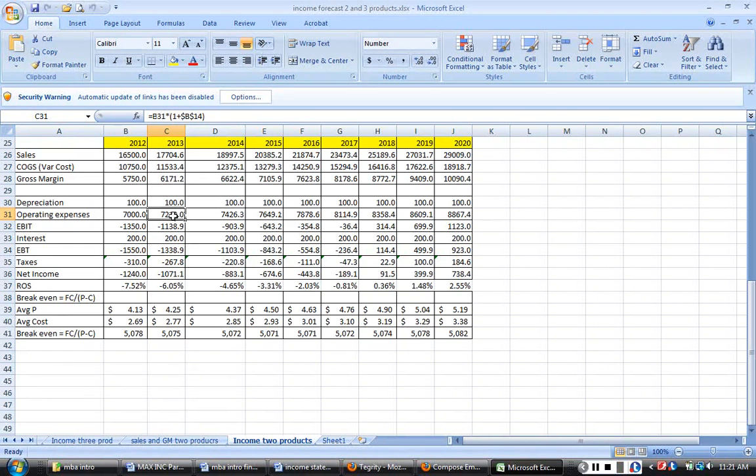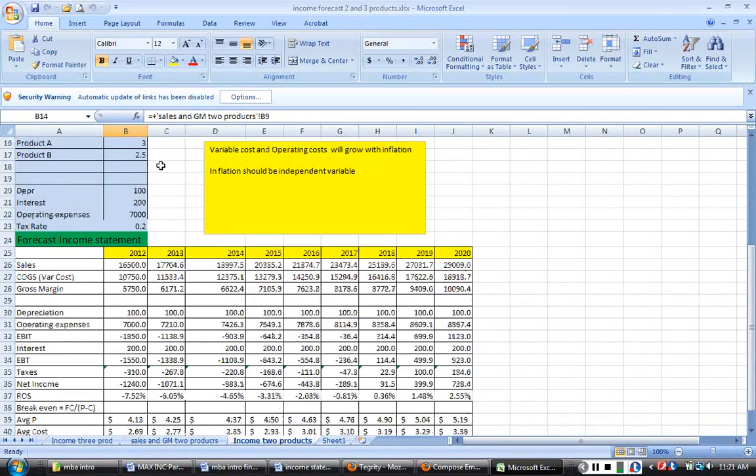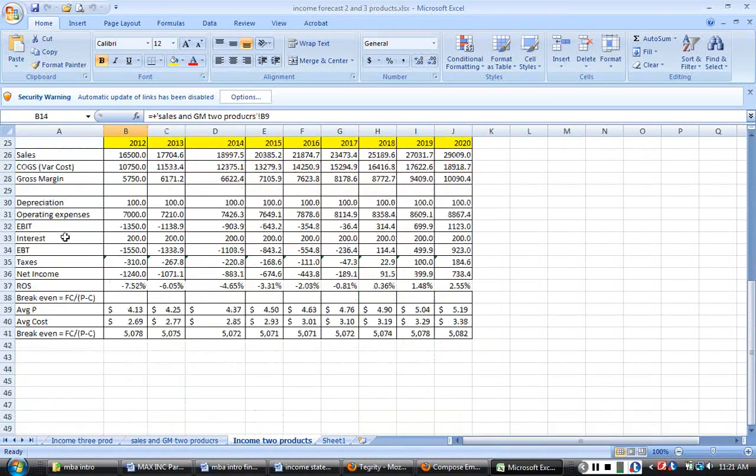How would we do it? We would take the prior year times 1 plus B14, and B14 is where the inflation resides right here, and that allows us to calculate it. Interest expense, then the earnings before interest and taxes, that is the amount that is left before we pay interest and taxes. So what we're doing is looking at the gross margin, subtracting from it depreciation, subtracting from it operating expenses, and we get a negative number of 1350, which means this business in the first few years is not making money.